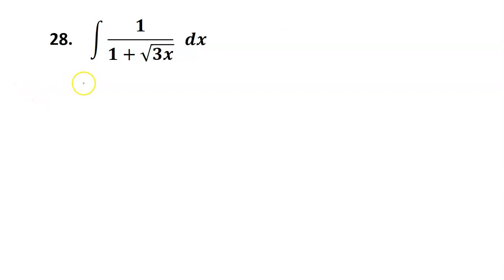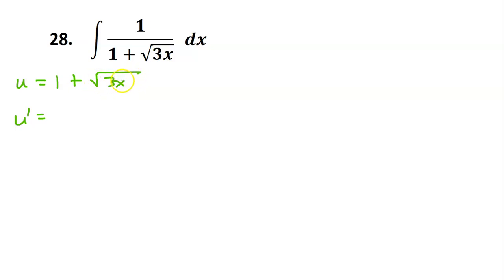Number 28 is ugly and strange, so be emotionally prepared. Let's jump right into the u-substitution. We will let u equal the entire denominator, so 1 plus the square root of 3x. Now, how about u prime? The derivative of 1 is 0, so that's gone. I'm going to think of this as 3x to the 1/2 power.